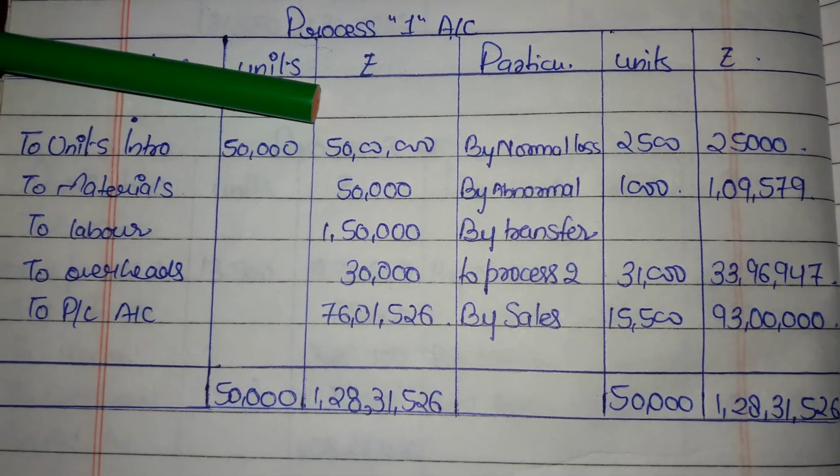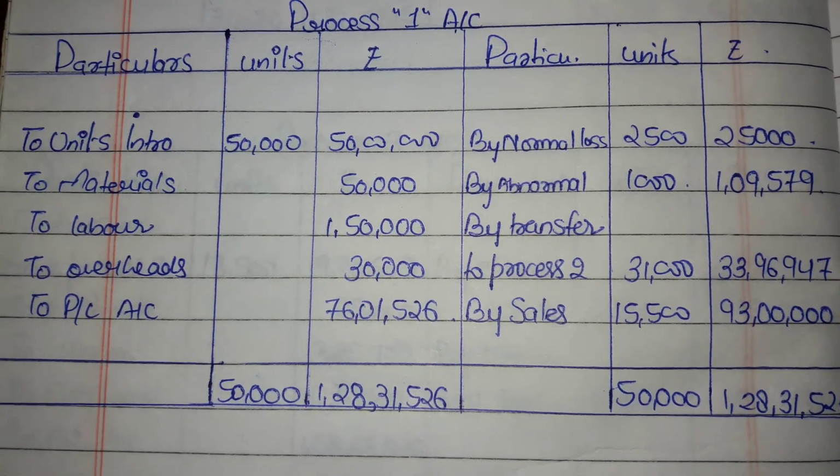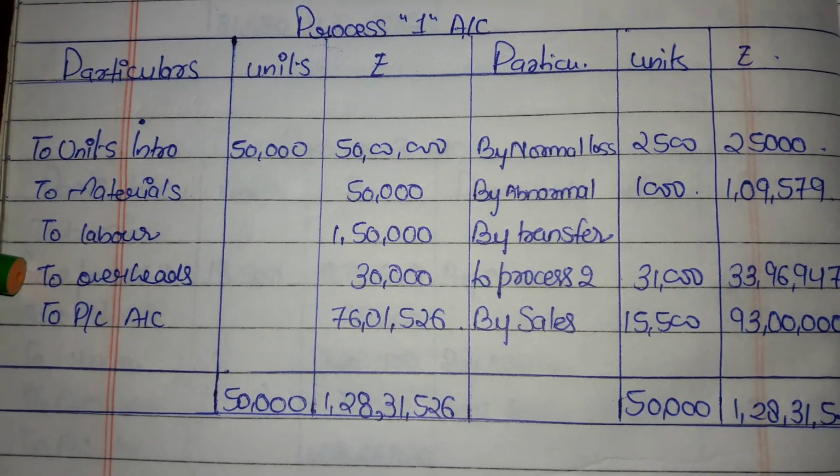So the whole amount will be 50 lakh. Then materials cost, this is 50,000, then labor 1,50,000, and overheads 30,000.